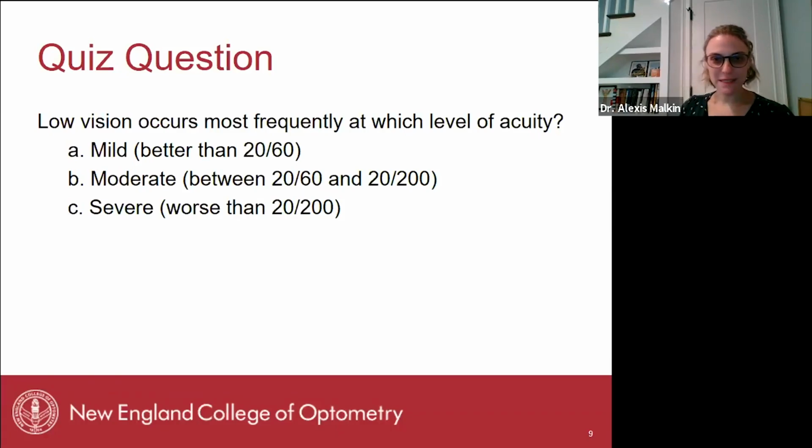Okay, so most people said moderate. I would say that before I had started really looking at the data, I would have said the same thing. But you'll see that actually people are presenting at better acuity levels than that as we go forward.